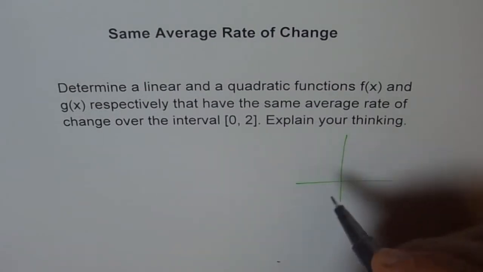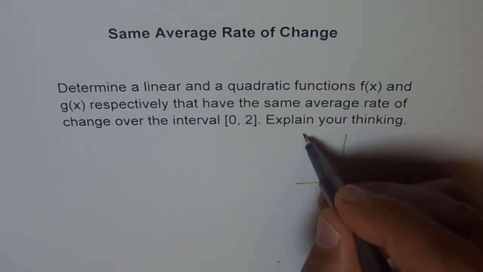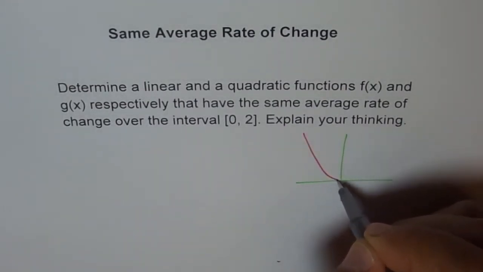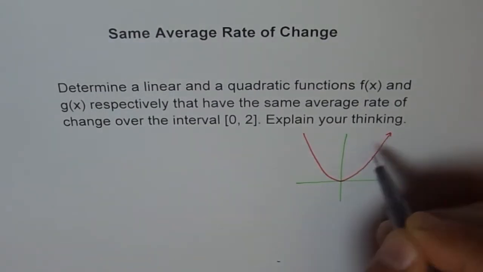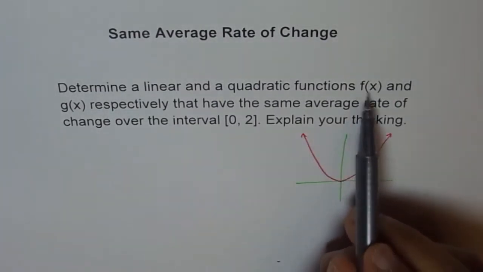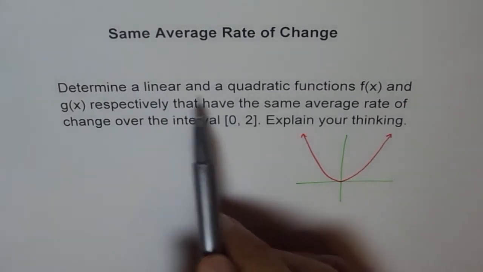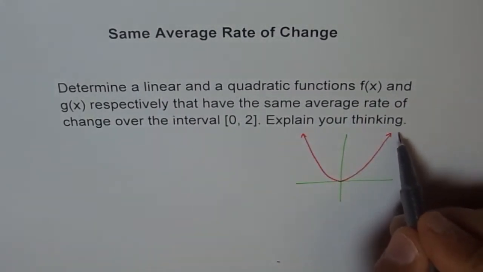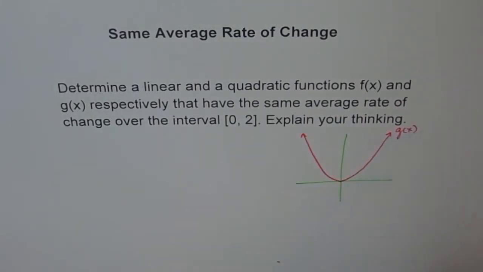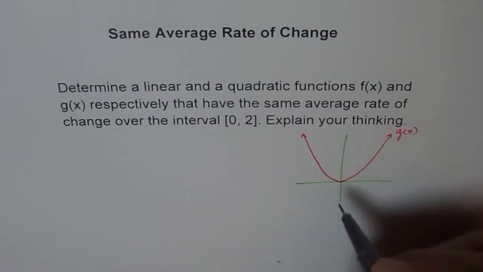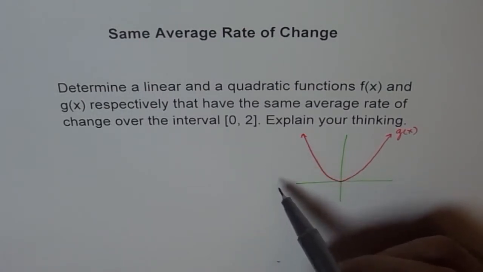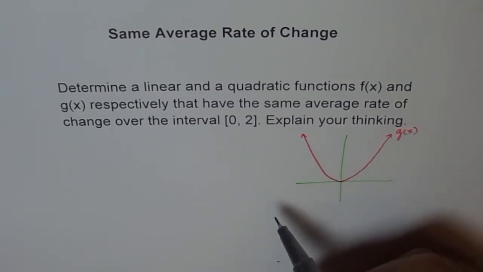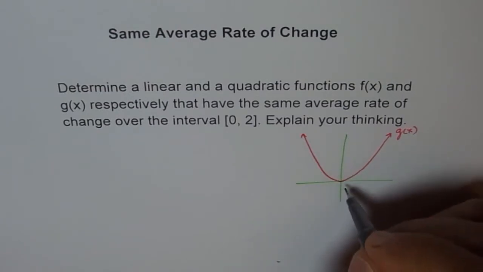So let's sketch this and see what the situation is. We have this as a parabola, right? We'll call these functions f of x and g of x respectively, where f of x is this and g of x is the parabola. So let's write this as g of x. And what do you understand by the same average rate between 2 points? That means their points of intersection are these two. These 2 points lie on both the curves, right? That is what it means.